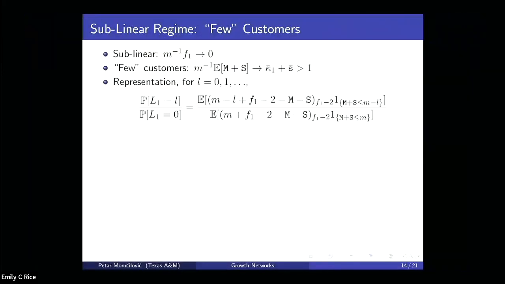All right, now here's another potential regime. So now I'm saying let the number of potential bottlenecks be sublinear, that goes to 0. And I have a few customers. So few customers means this. And again, I have the same representation. Now what changes?